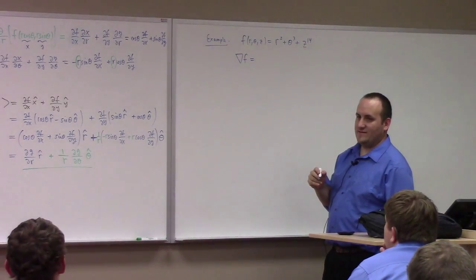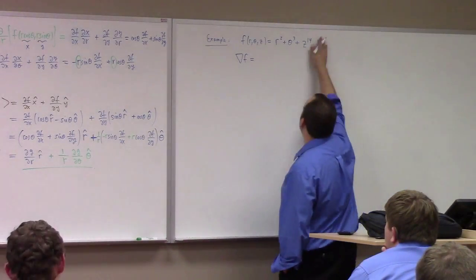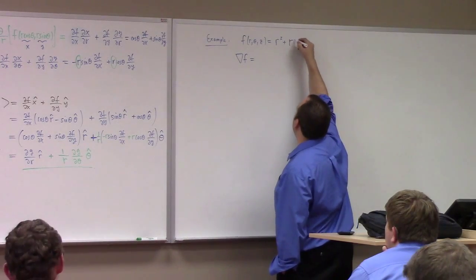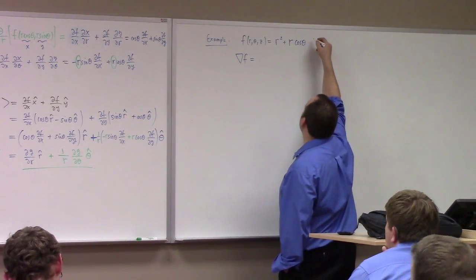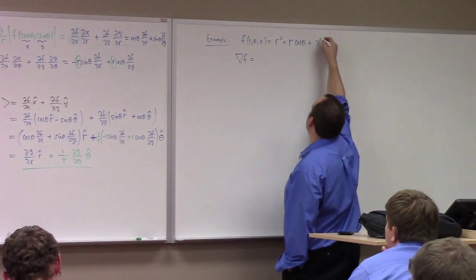I'm sorry, I made this too weird, didn't I? Here, let me make it less weird. How about r cosine theta plus z squared there.